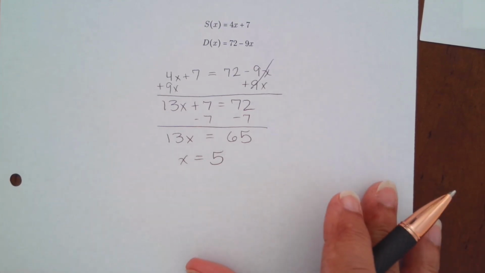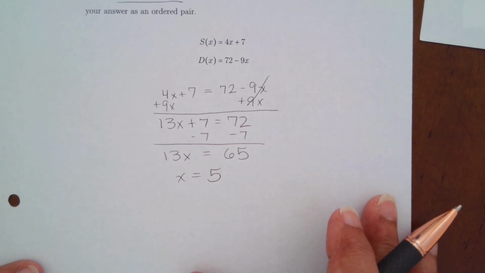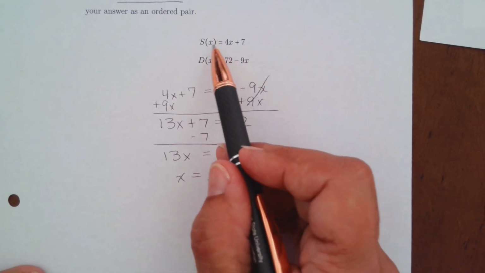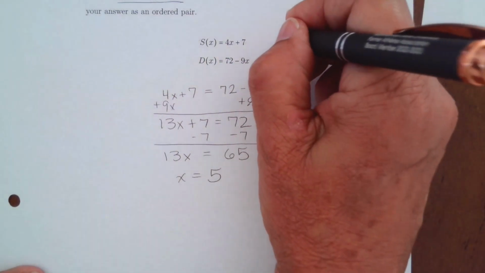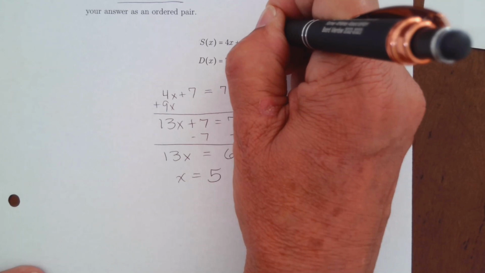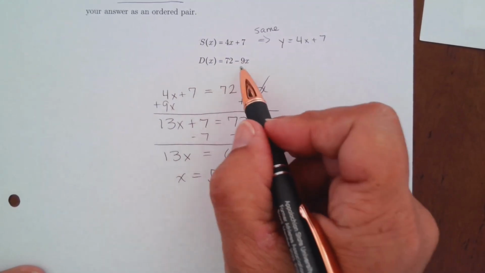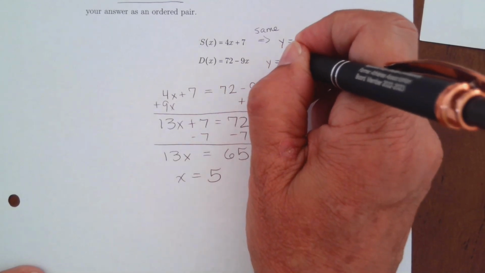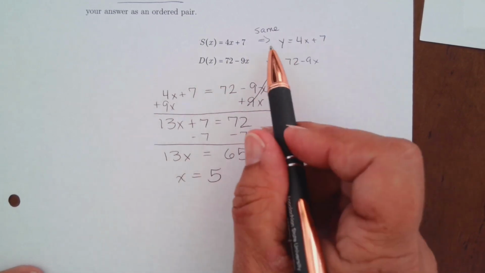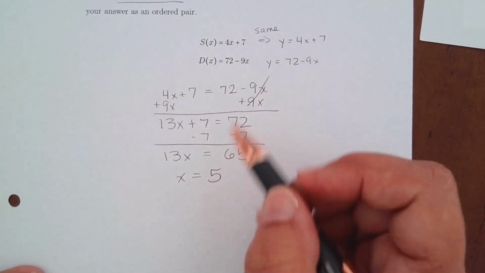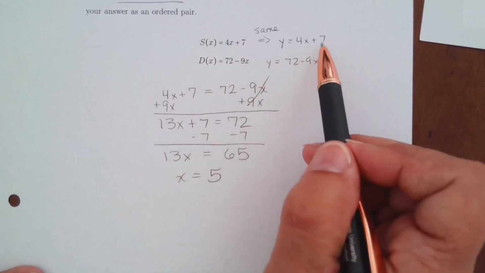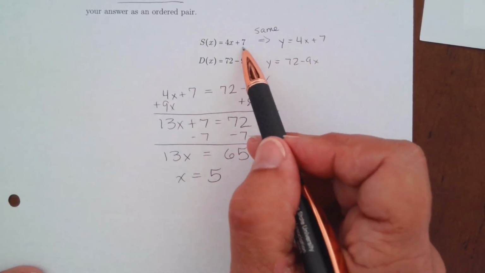So how do I find y? Okay, how do I find y? All right, remember, function notation is the same thing as y. So this formula right here can also be written as y equals 4x plus 7. That's the same thing, okay? And the same goes for d of x. I could write d of x as y equals 72 minus 9x. That's function notation. We learned that back in chapter 1. So if I want to find y, and if these guys are equal, then I can really plug 5 into either one of these. It doesn't matter. I'm just going to choose the first one because smaller numbers always seem better to me.